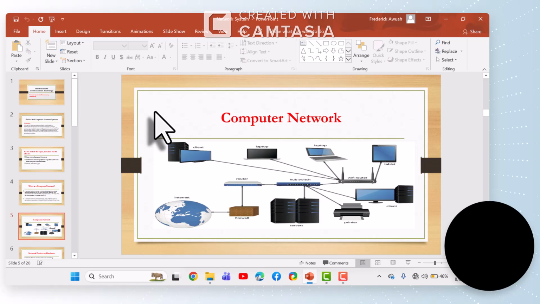All the devices here come together with one internet. So you can see a client, a laptop, a tablet, a desktop, a printer, and you have a router and a switch which is connecting the devices together to the internet. So that's an example of network devices.